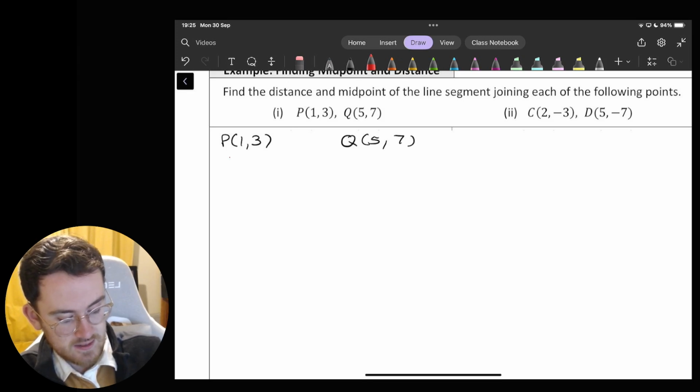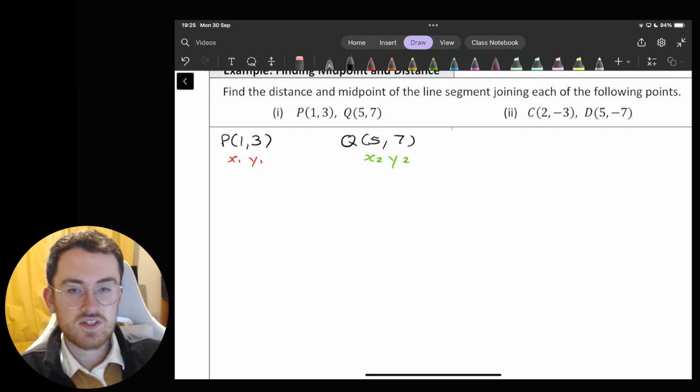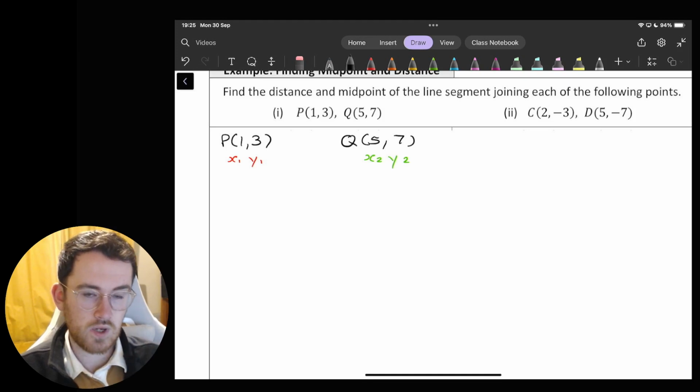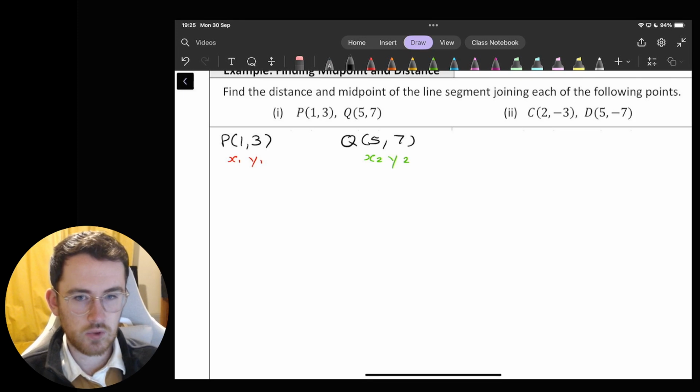So I might decide then that P is going to be x1, y1, and Q is going to be x2, y2. The actual order there, whether you decide to call it x1 or x2, actually makes no difference so long as you're consistent. So obviously by deciding P was my first point there, I stuck with x1 and y1. We couldn't have x1, y2 within the same coordinate there. That wouldn't really make sense with the way that we're setting this up here.